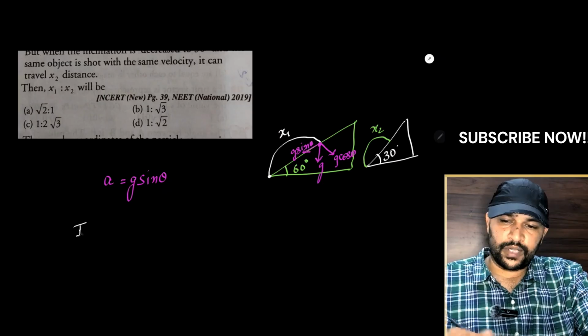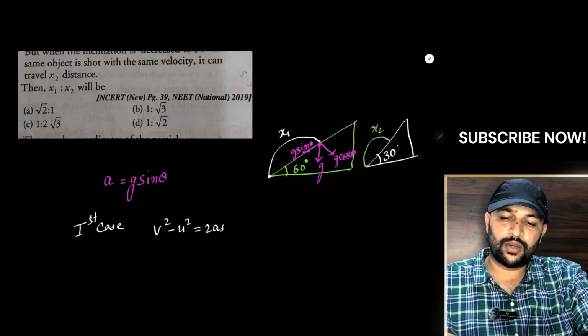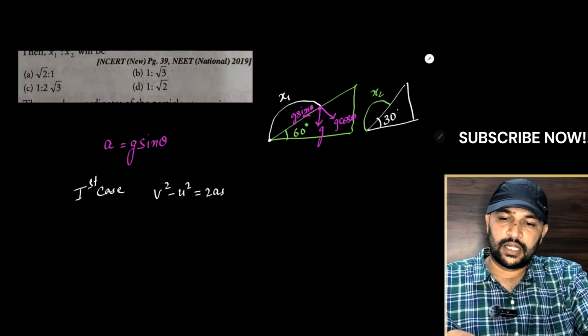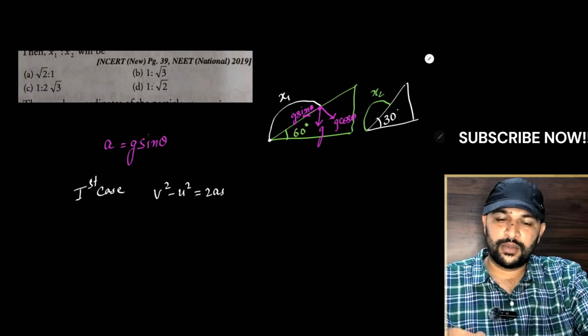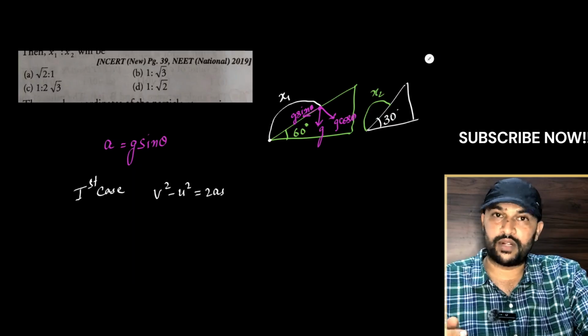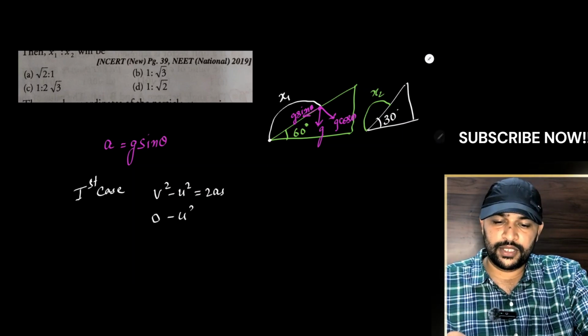When you are throwing it in the first case, so let me write here first case. Let us use the equation of motion v square minus u square equals 2as. I hope you are familiar with this equation. Now, what is v? v is 0 because it is going and coming to rest at that point. x1 is the distance. If v was not 0, it would have travelled more, right? So v is becoming 0 and the distance is becoming x1. So here it will be 0 minus u square, let us call it u only, equals 2g sin 60 degree into x1, right.